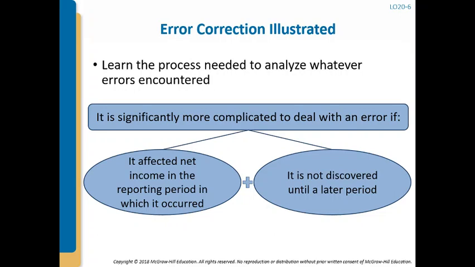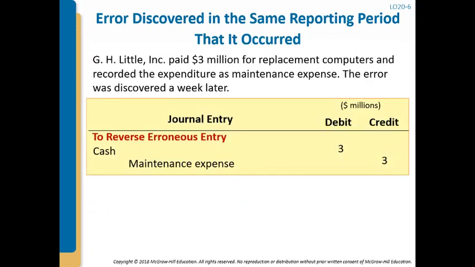If no entry was made but should have been made, and you discover that in the same period, you simply make the entry. But if it's any of those done in a later period, that certainly complicates matters. All right, so here you have a situation where the error is discovered in the same reporting period that it occurred. Okay, so this is the easy one.